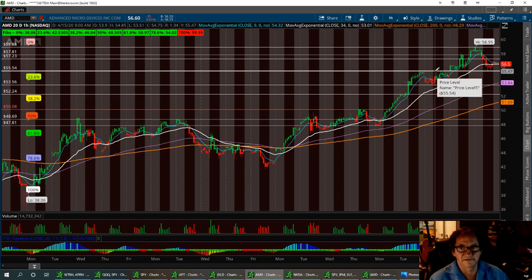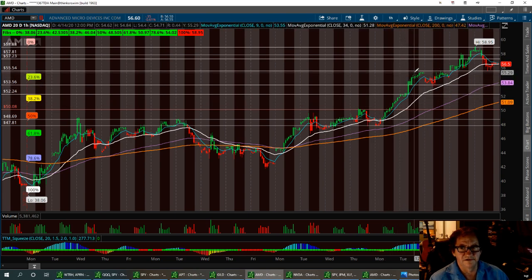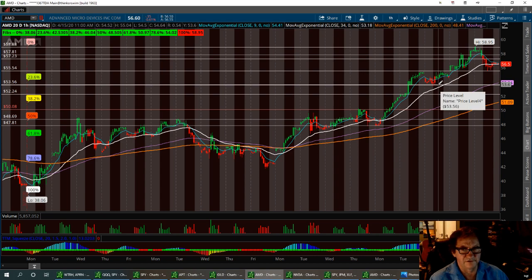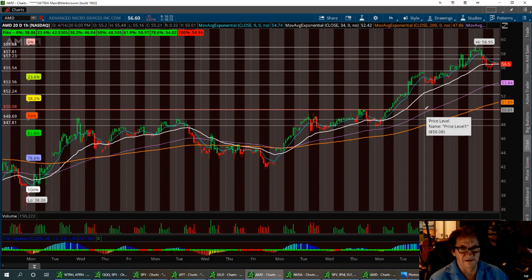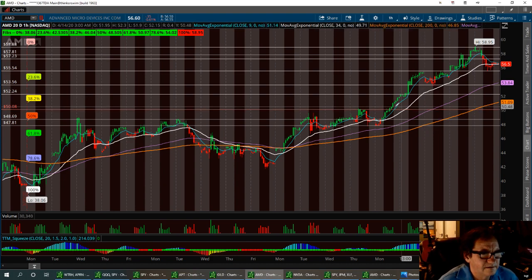I really like this 55.47 for your first support because we had a high right there. And then I do like this a lot more at 53.56, and I love it at 52.24, and I would probably sleep with it at $50 because that would be a real strong buy. And that's going to be AMD.